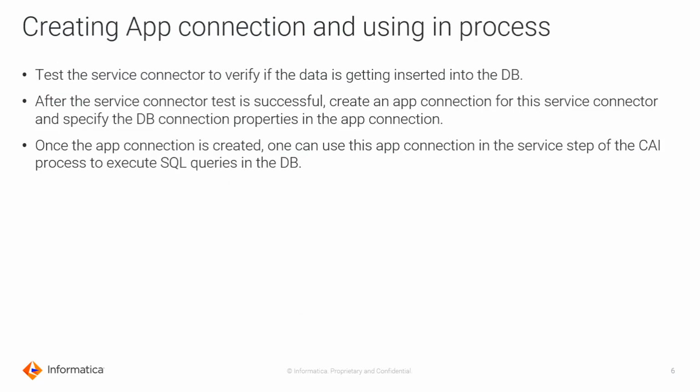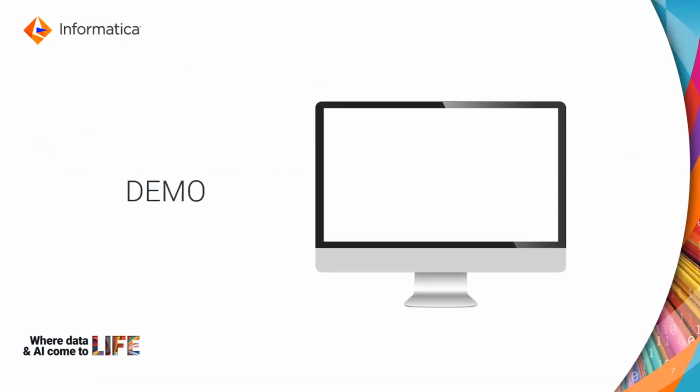Once the service connector is created and tested successfully, you can create an app connection on top of the service connector. Once the app connection is created, you can use that in the process in the service step and run SQL queries to the database. Now we can proceed with the demo.